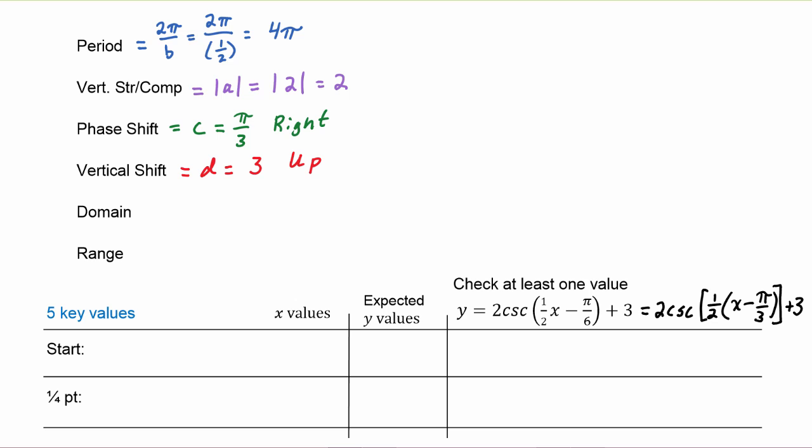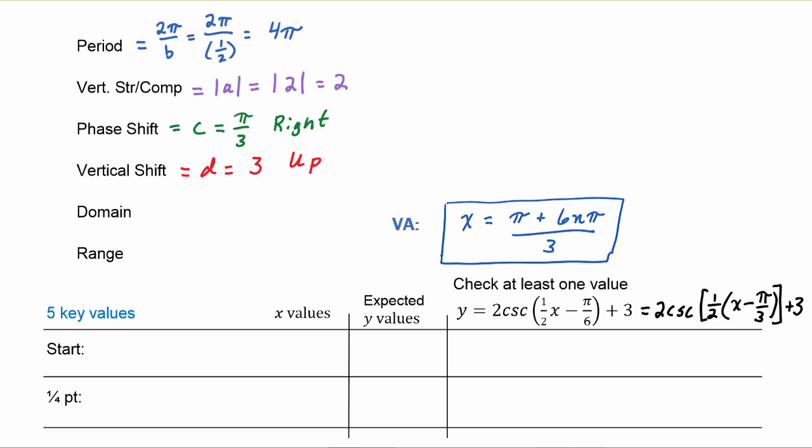The domain we get for free from the vertical asymptotes, because everywhere there is a vertical asymptote, the function cannot live there. So we know that x cannot be pi plus 6n pi over 3.